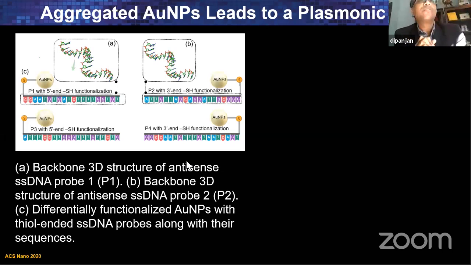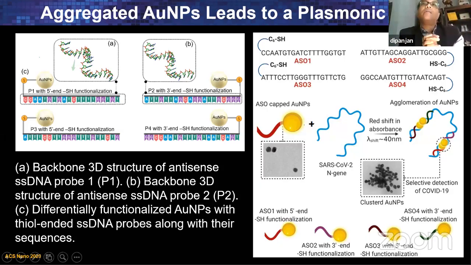This is the backbone 3D structure of the antisense single-stranded DNA probe, and the backbone 3D structure of antisense DNA probe P2. And these are the ASO1, ASO2, ASO3, ASO4, and those were conjugated to something called gold nanoparticle.